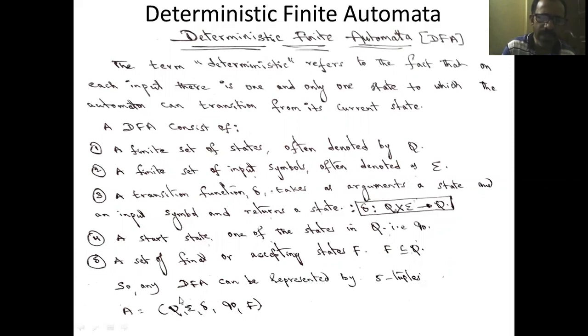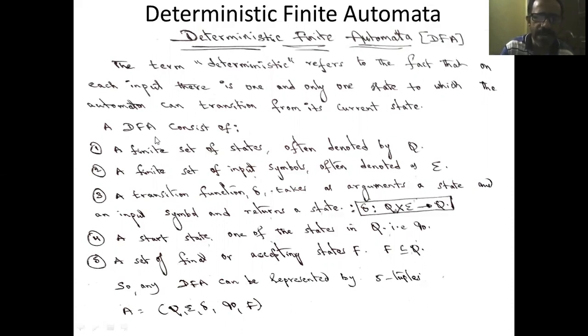What is capital Q? Capital Q is a finite set of states, because for designing a machine we require states. Depending on the problem nature, we need to use the required number of states for constructing the machine. All those states are represented within a set, and that set is called capital Q.